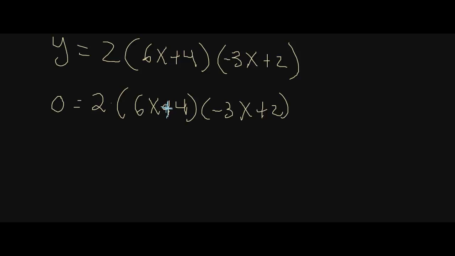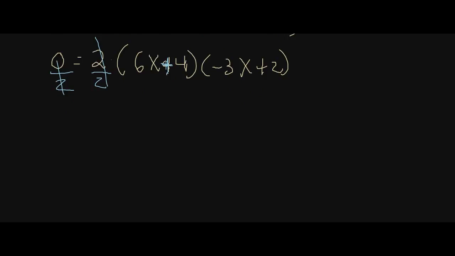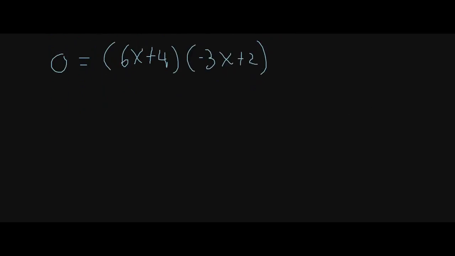Now what do we do? How does this 2 affect things? Let's just divide by 2 and get rid of it. 2 divided by 2 is 1, and 0 divided by 2 is just 0. So that dilation doesn't affect our equation at all. And we're going to get 6x plus 4 times negative 3x plus 2. Now we set both factors equal to 0, and then we just solve.